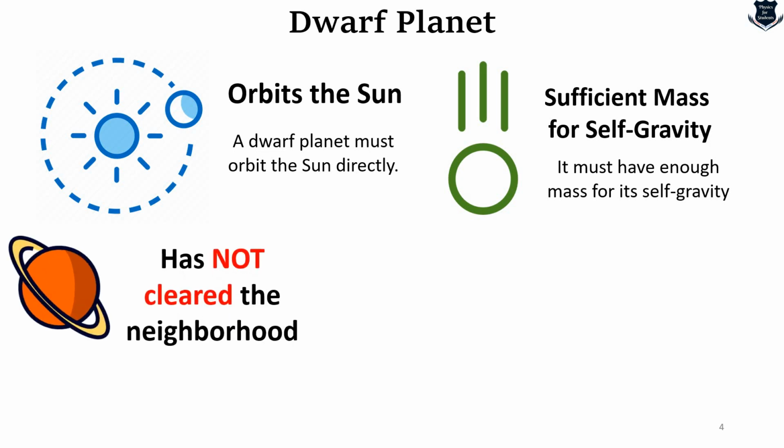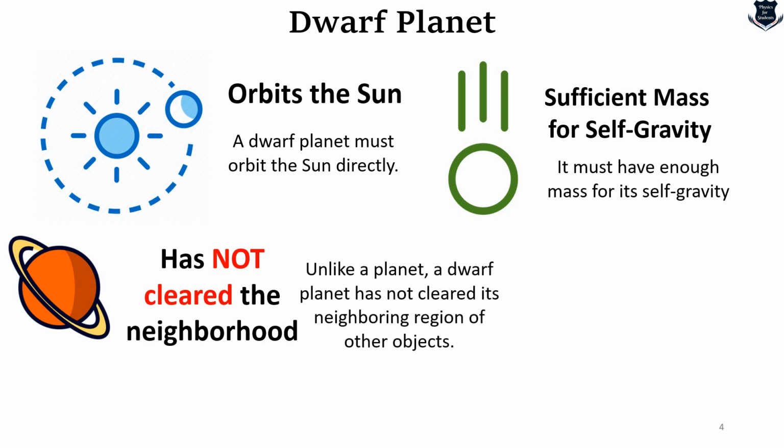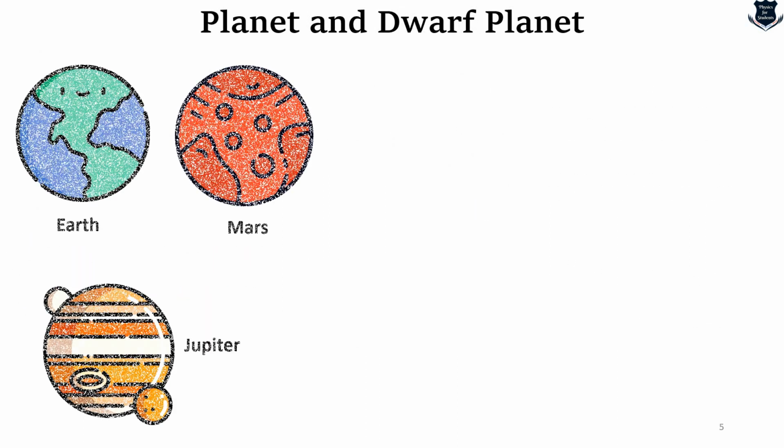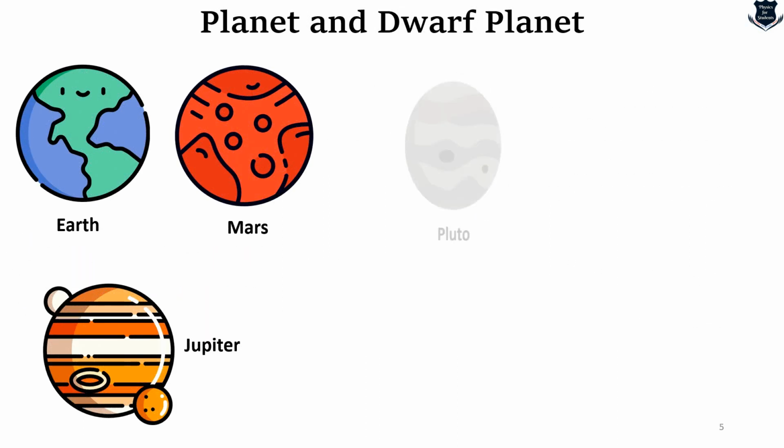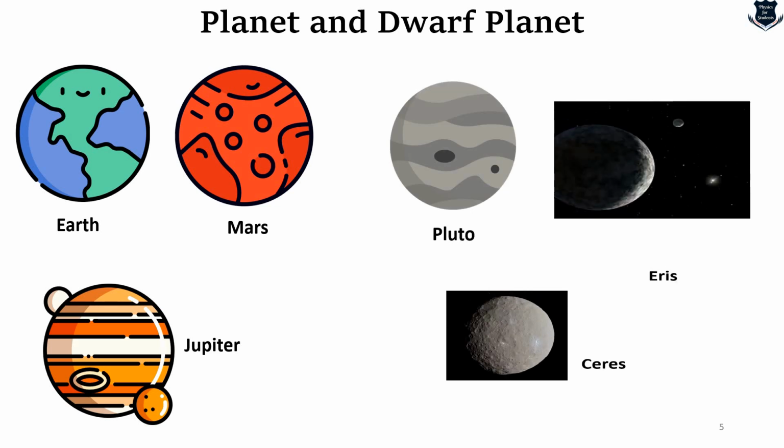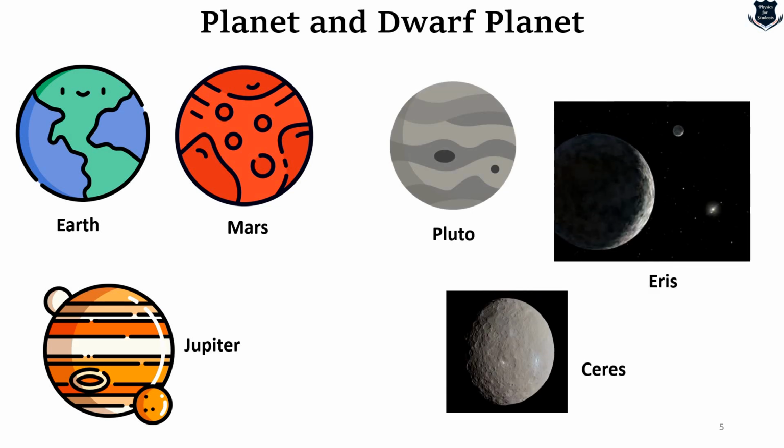The distinction is this: it has not cleared the neighborhood. Unlike a planet, a dwarf planet has not cleared its neighboring region of other objects. It shares its orbital zone with other bodies of similar size that are not under its gravitational influence. And most importantly, a dwarf planet must not be a moon or a satellite of another body. So let us see some quick examples. We know planets like Earth, Jupiter, Mars, etc. And dwarf planets are Pluto, Eris, Haumea, Makemake and Ceres.